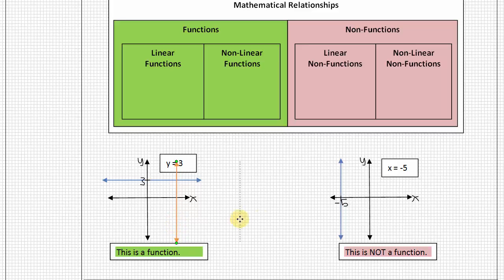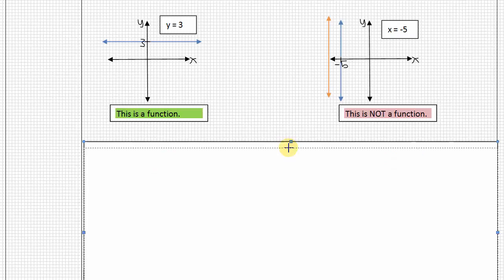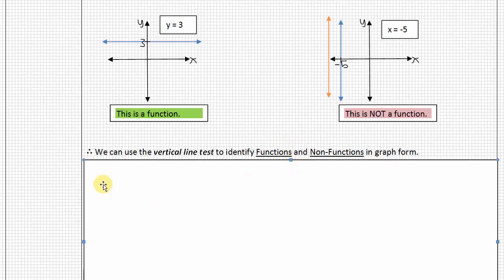Over here though, on x equals -5, if we put -5 in for x, notice it hits everywhere. They are the exact same line. There's lots of y values. Any y value would be possible. So therefore, when we're looking at graphs, we use a vertical line test to identify functions and non-functions. Let's take a look at a few now.